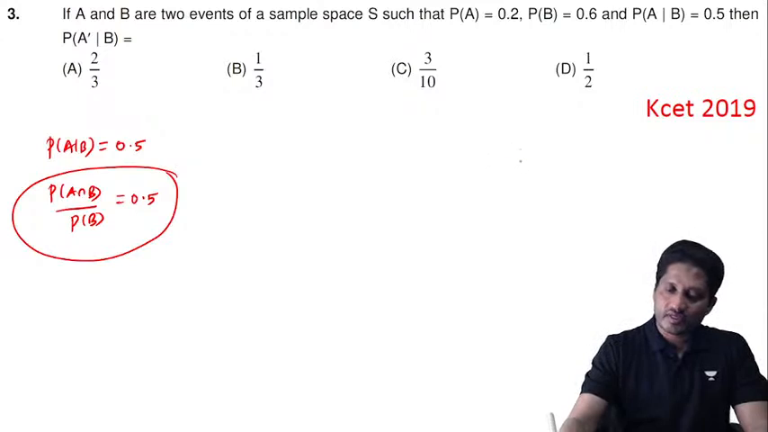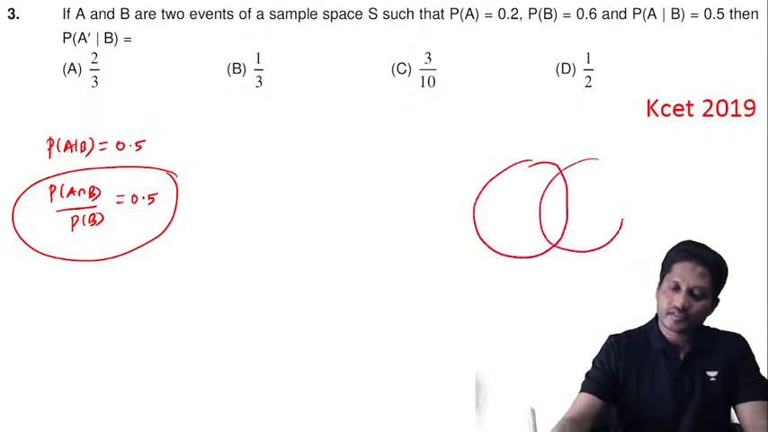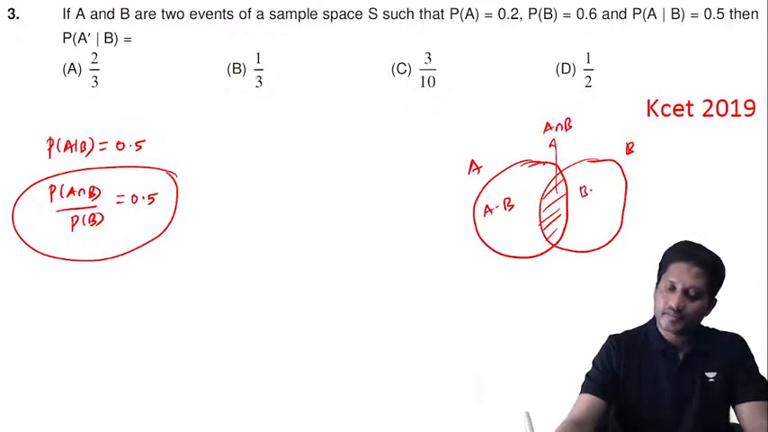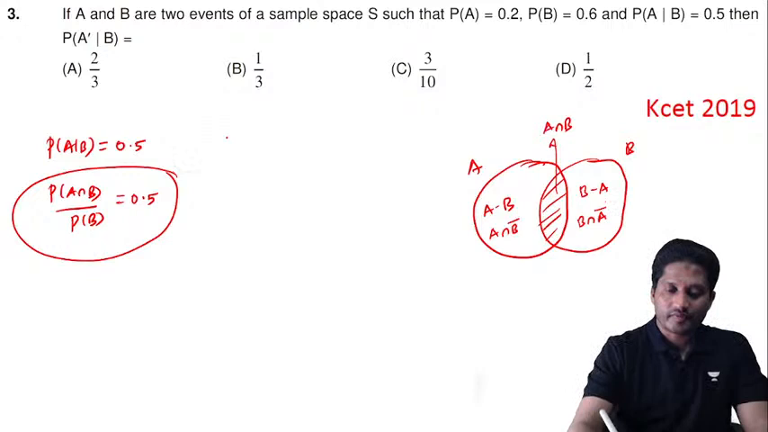Now see, we know that if you have A and B like this, this is A intersection B. This is A but not B. This is B but not A. A but not B means A intersection B bar. B but not A means B intersection A bar. Right, now I'm supposed to find out what is P of A dash intersection B.